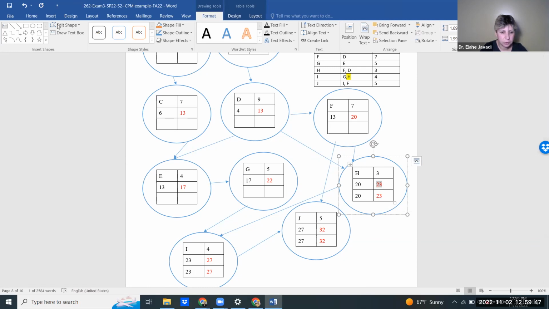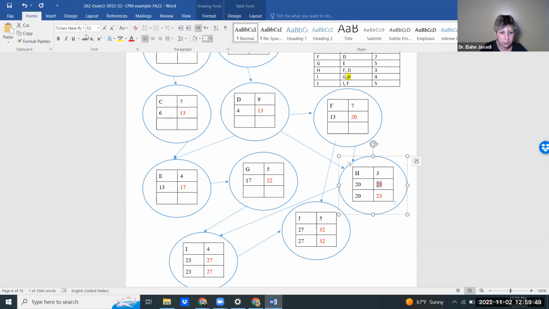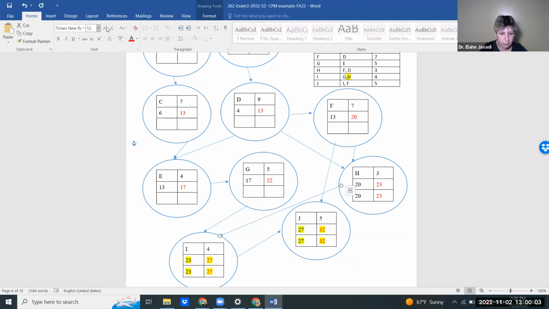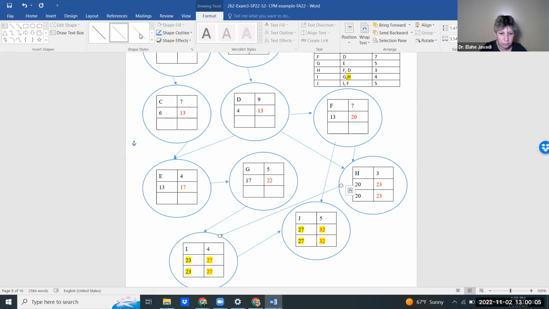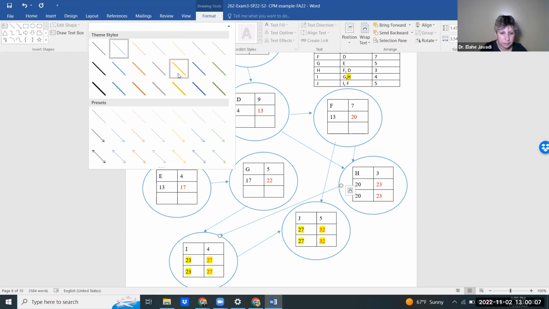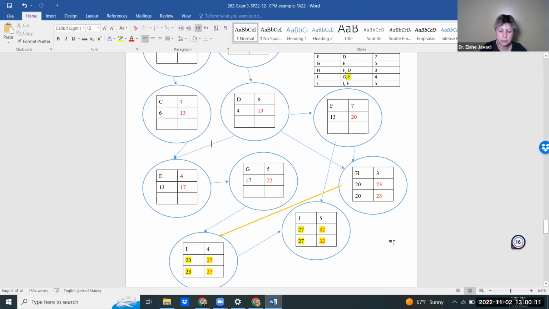I'm going to show you what areas we changed from the original example. These numbers changed, so if you want to double check, make sure your numbers match mine. These are the numbers that we changed, and this is the link we added. I'm going to make that yellow too, because we needed to make the network logical. It wasn't logical. So why wouldn't H be 23 and 26?